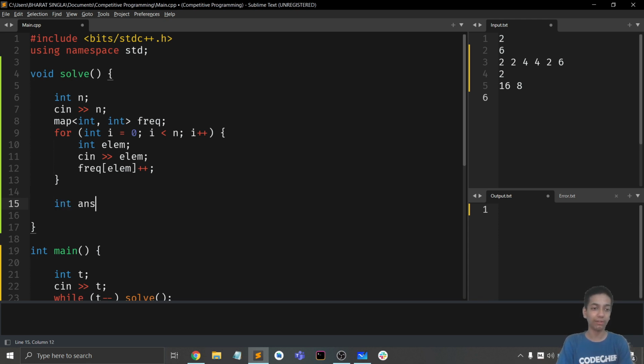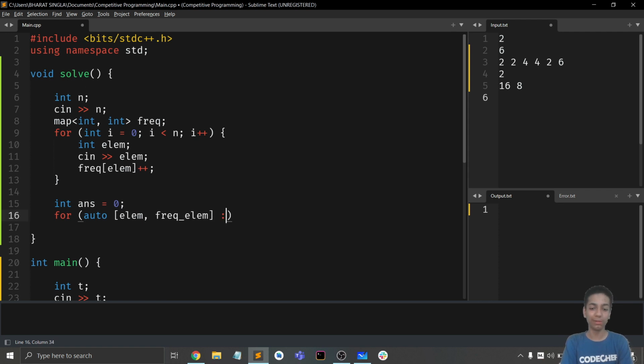And now let's have a variable answer initially set to 0. Now let's iterate on the map. For that I'll use object destructuring in C++. You can search that up if you are not familiar with it. I'll directly destructure it from a pair into two elements, that is the element and the frequency of the element, and we iterate on the map.